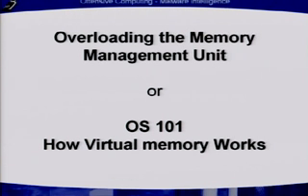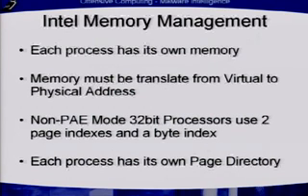And so this is kind of going to go into an OS 101, or how virtual memory works, to explain the process a bit. So the Intel memory management has a system where each process has its own dedicated memory. And each address must be translated from virtual memory to an actual physical address, which corresponds to addresses inside a stick of RAM. In non-physical address extension 32-bit processors, they use a two-page index and a byte index. And each process has its own page directory.